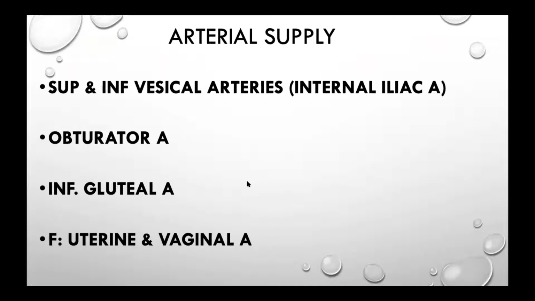Coming to the blood supply of the urinary bladder. The urinary bladder is supplied by the superior and inferior vesical arteries, which are actually branches of the internal iliac arteries, and also by the obturator artery and inferior gluteal artery. So in females, we have even the uterine artery and vaginal artery supplying the urinary bladder. The superior and inferior vesical arteries are very important here.